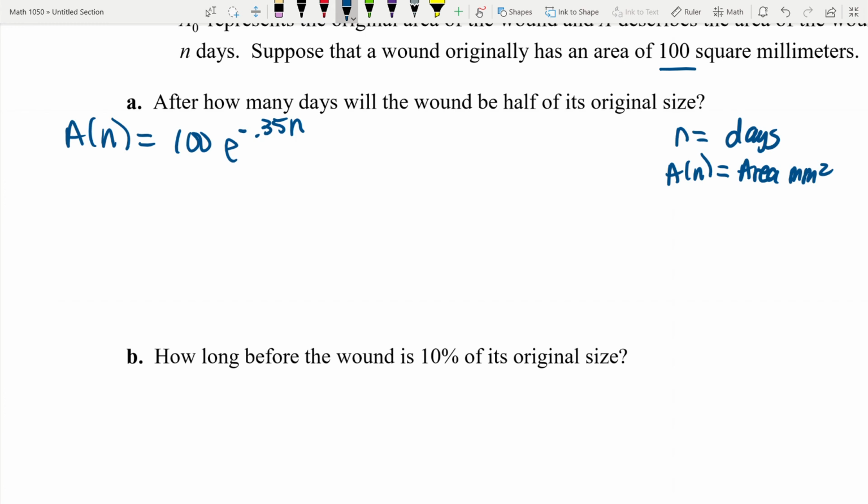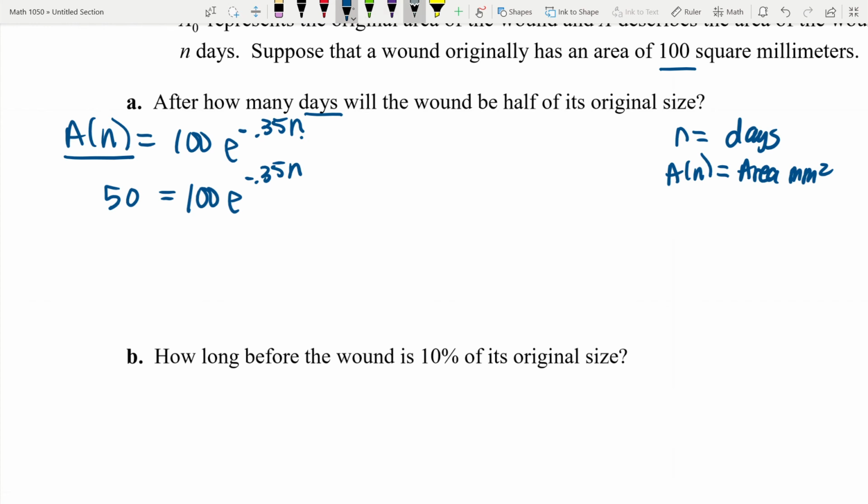Watch. How many days? They want n. So n is going to stay n. Will it be half of its original size? Half of its original size doesn't give me a number. My number is not 1/2. What is my number? Can you tell me? It is 50. Why is it 50? Started with 100, now we're 50. Okay? What am I going to ask you right now? Are we stuck? What's the answer to the question?